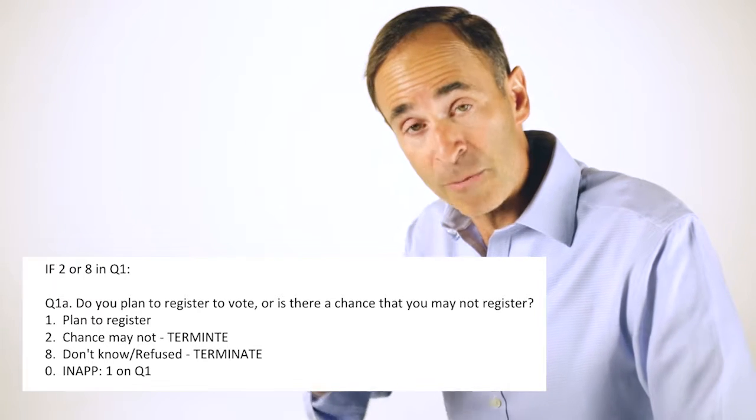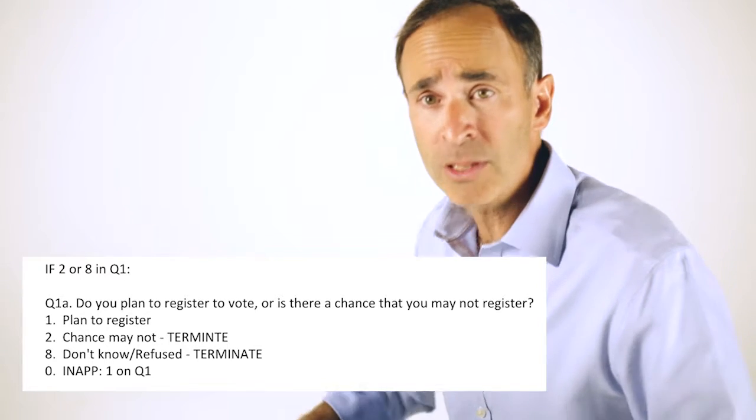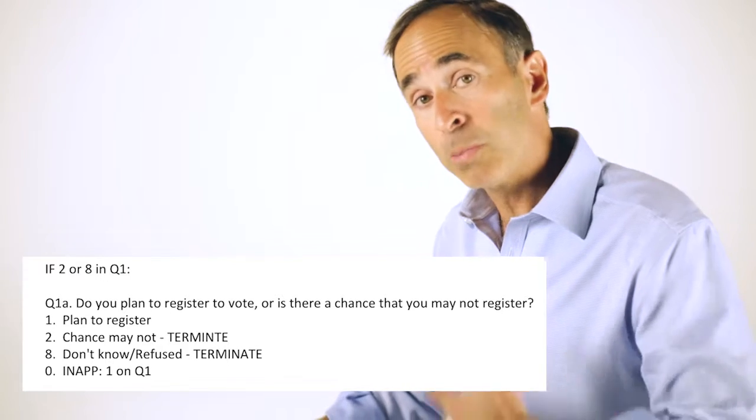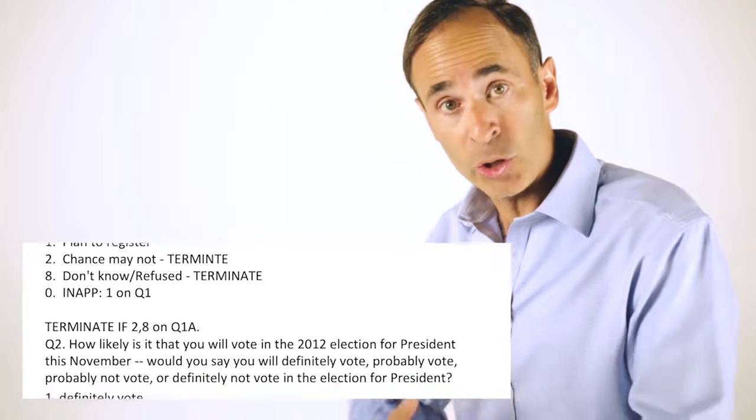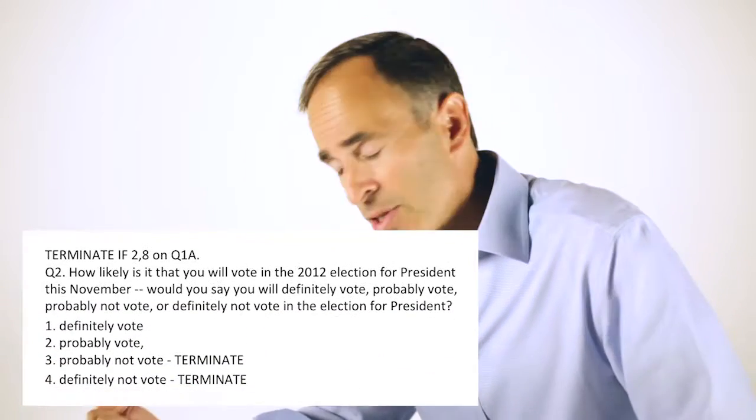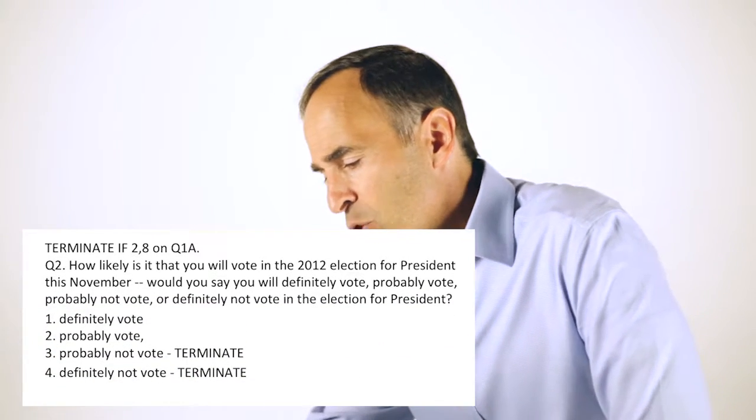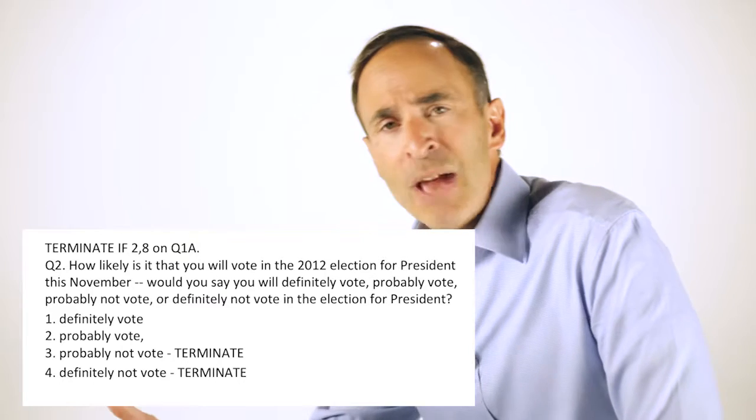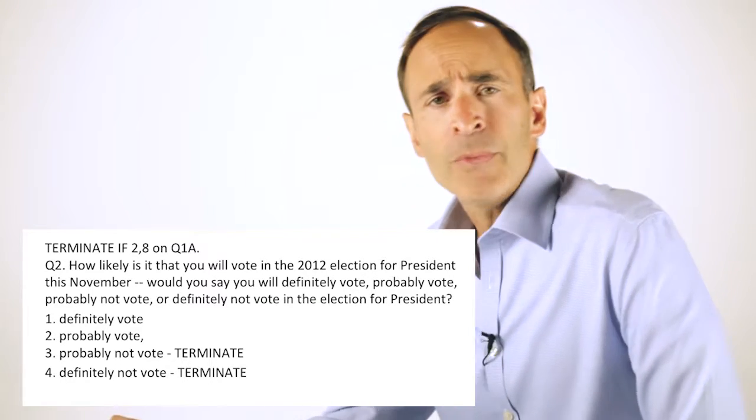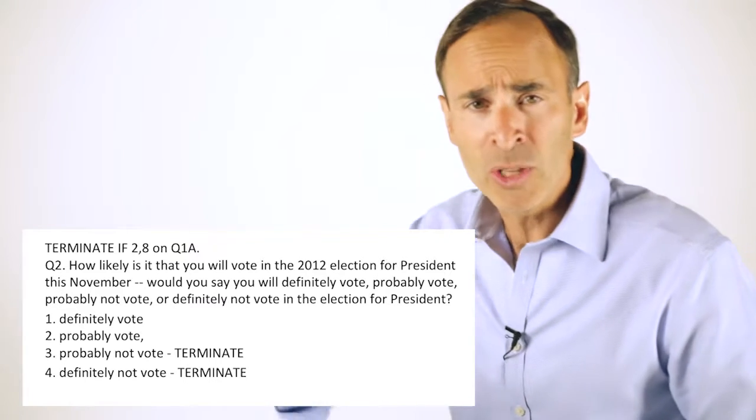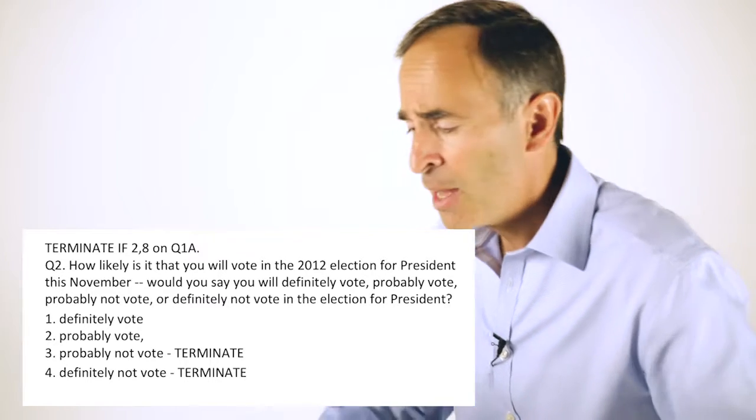There's then another cutoff point. After you've determined that someone is registered to vote or plans to register, you ask them what their likelihood of voting is. There are a number of different ways this question is asked. Are you definitely going to vote? Probably going to vote? Probably not going to vote? Definitely not going to vote? Sometimes they'll ask people to say, are you certainly going to vote, or is it only 50-50?